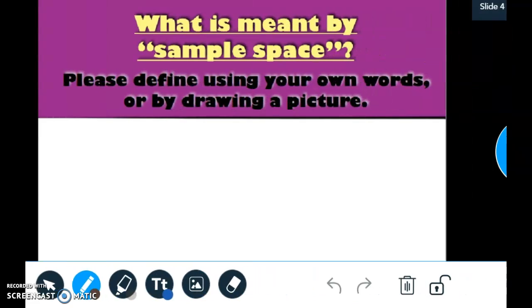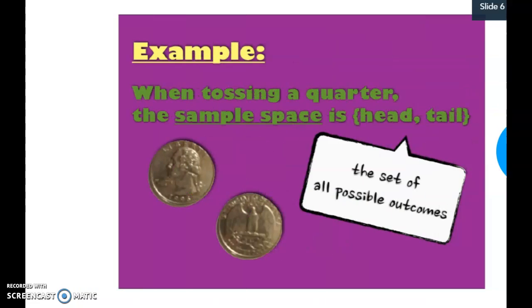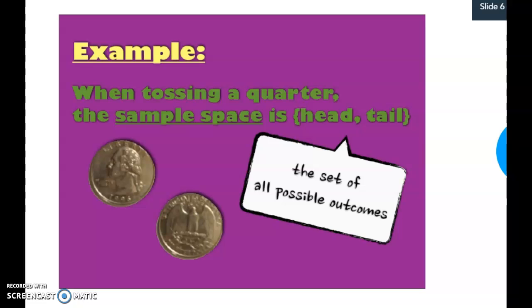What is meant by sample space? So you're going to take a few minutes and think about sample space. Or you can look up in your document and read the vocabulary, or you can draw a picture right here. Okay, a sample space, the set of all possible outcomes of an experiment. And so if I have an experiment, I'm going to write everything that could possibly happen. Here's an example. Coins is a very good probability question. When tossing a quarter, the sample space is, if I toss a quarter, what are my possible outcomes? If I toss a quarter, it is either going to be a head or a tail.